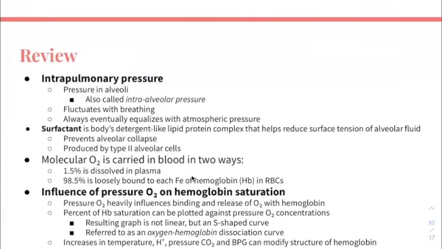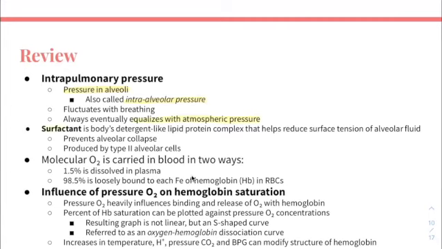What about that intrapulmonary pressure, or pressure in the alveoli, or intra-alveolar pressure? Well, as you breathe in and you breathe out, it's going to change. But it's always going to equalize. No matter if we're breathing in or we're breathing out, it's eventually going to equal out. It's going to equalize to that atmospheric pressure, as I showed a few slides before with inspiration and expiration, how everything equals out, no matter whether you're breathing in or you're breathing out.